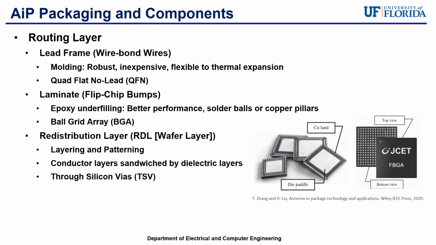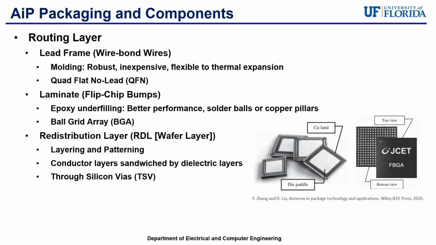For current AiP packaging technology and components, there are 3 choices for the routing layers that are used for high production: lead frame, laminate, and redistribution layer, also known as RDL. Lead frame usually uses wire bonding and coincides with quad flat no leads, also known as QFNs. Here, there's a molding process where the die is typically encapsulated in mold compound, which provides mechanical and environmental protection of the die. And this can be very robust, inexpensive, and causes the package to be flexible to thermal expansion.